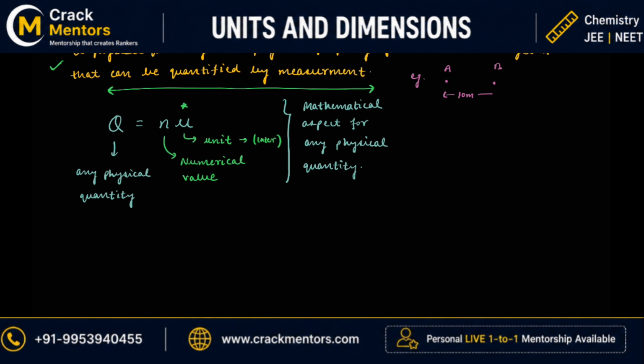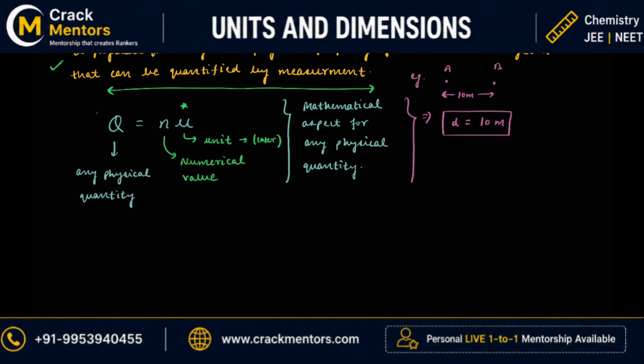Okay, so how can we write this thing down? So the distance d can be written as 10 meter. This format, I know it's very basic, but it will help us solve questions and gain a deeper conceptual understanding as well. So d equals 10 meter.